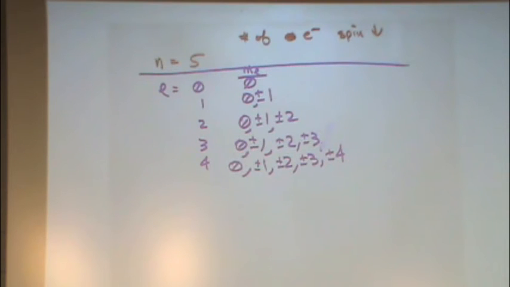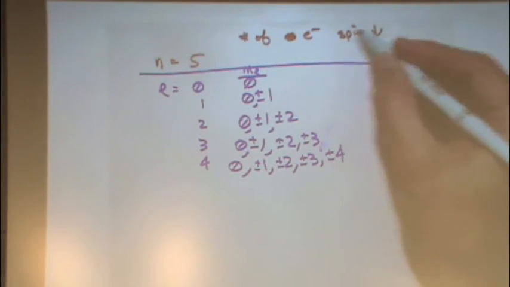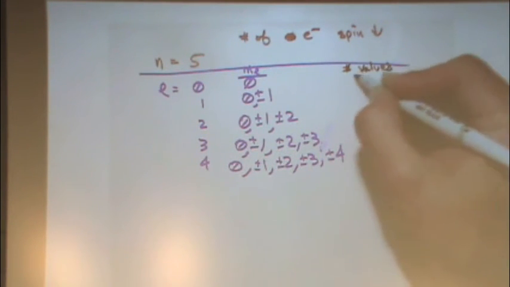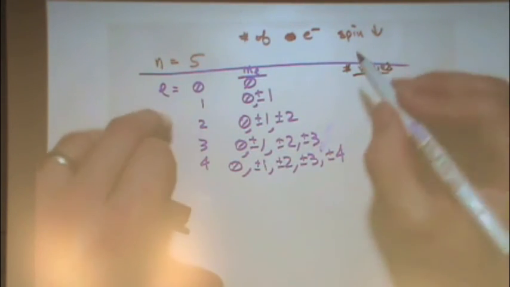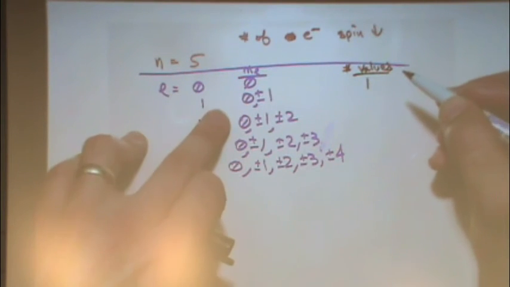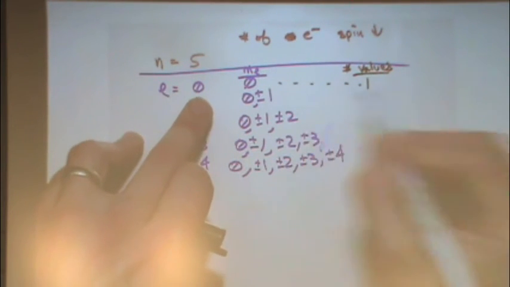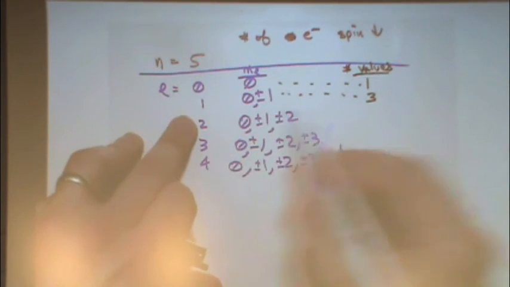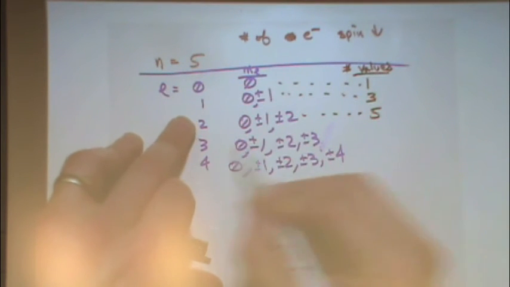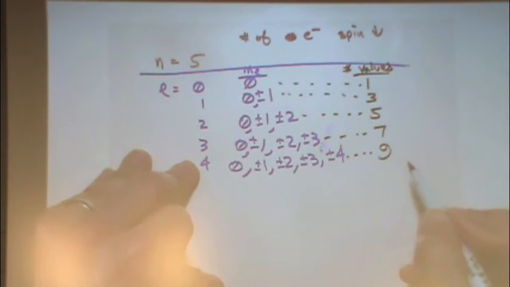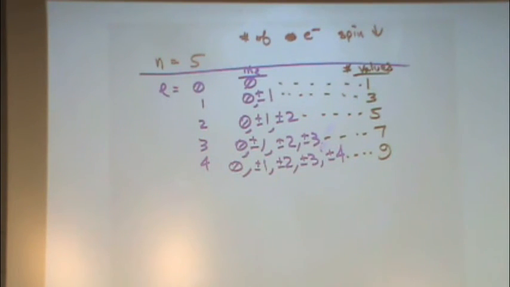Okay, then what you do, next column, this is all to solve this one question: the number of values of M sub L. So you gotta literally count the number of values. So for example, when L equals 0, there's one M sub L value. When L equals 1, there's 3 values of M sub L. When L equals 2, there's 5 values. When L equals 3, there's 7 values. When L equals 4, there's 9 values. Does that make sense? Just counting the values?